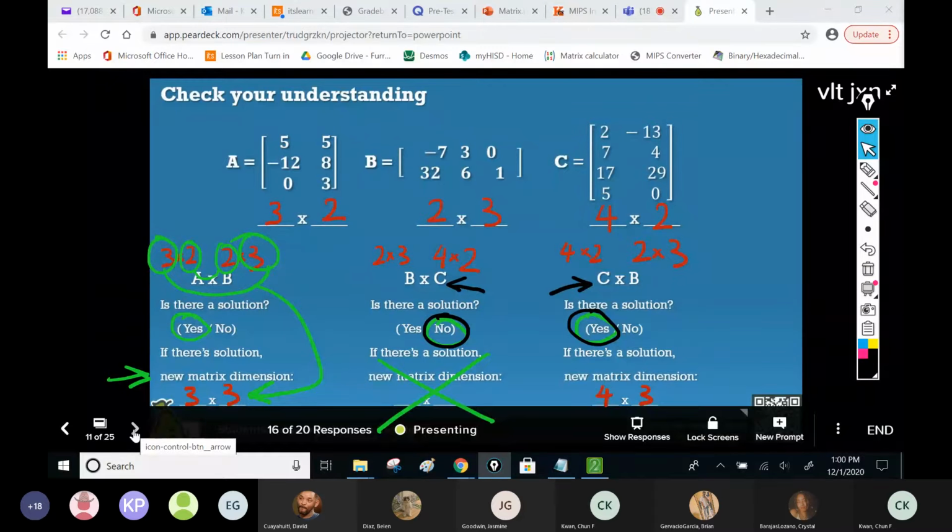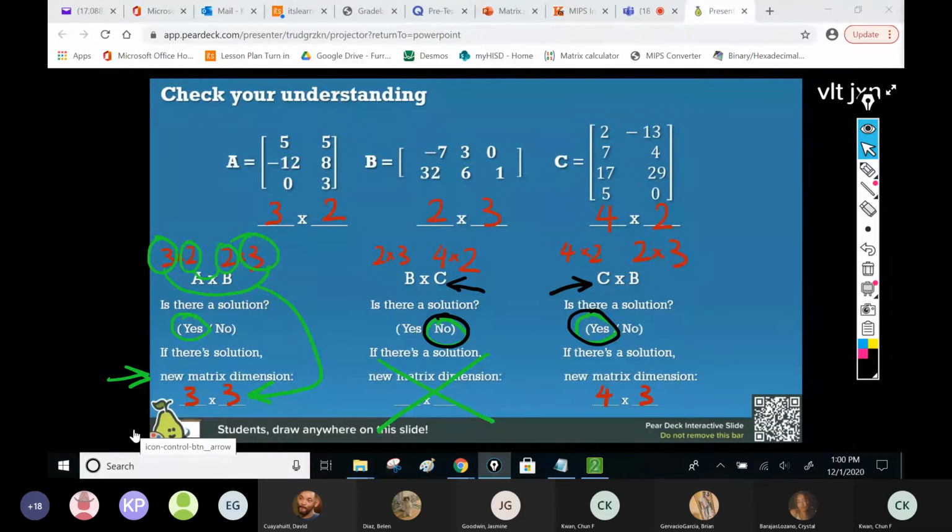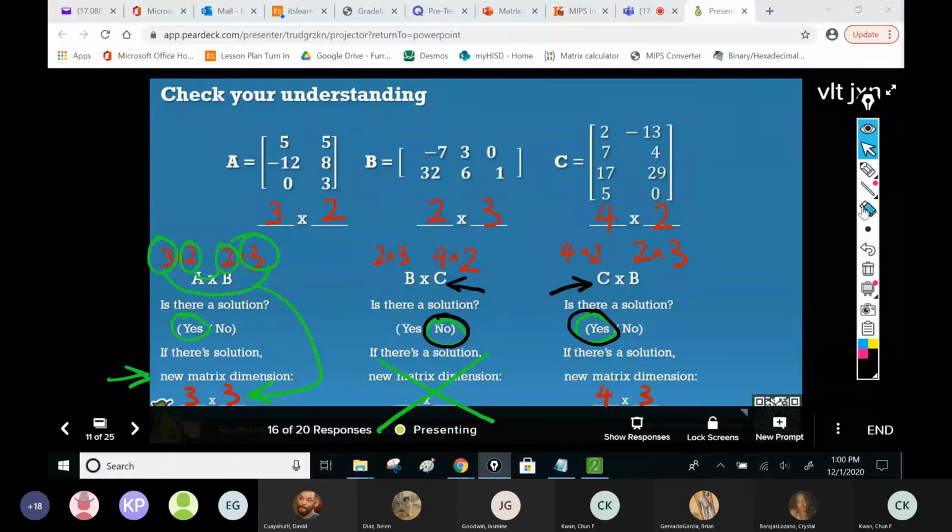What about the rest of you? Can you explain the last one? Yeah, of course.